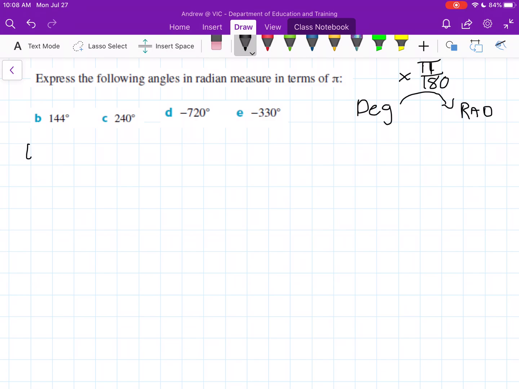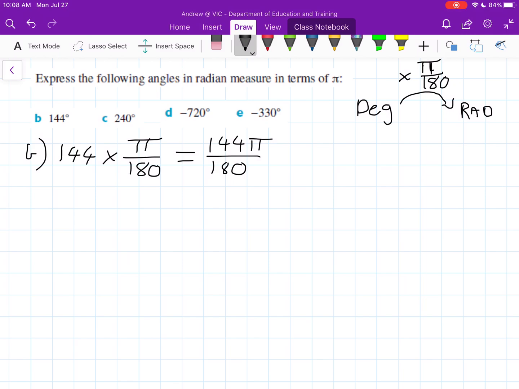So in this first one, we have 144 degrees. What we write out is 144, then we multiply by pi on 180. Just remember, if you're multiplying a whole number by a fraction, it goes to the top. Okay, so it becomes 144 pi on 180.